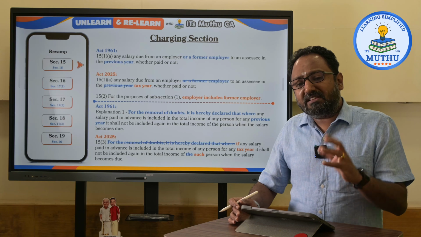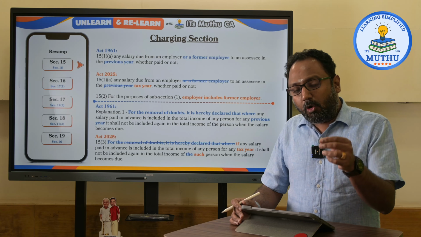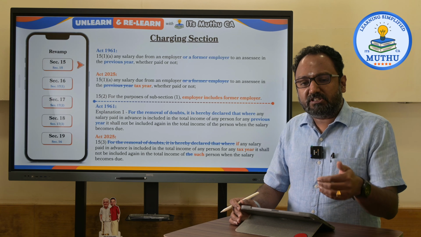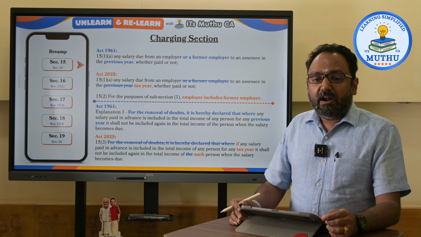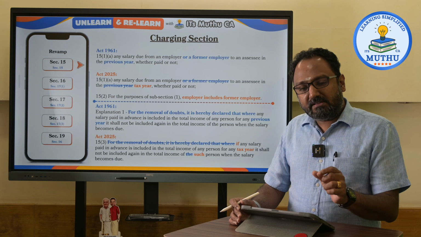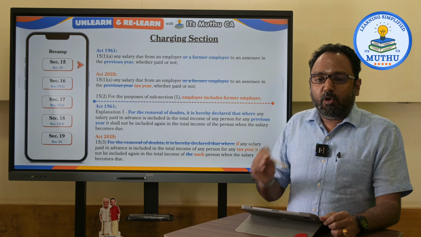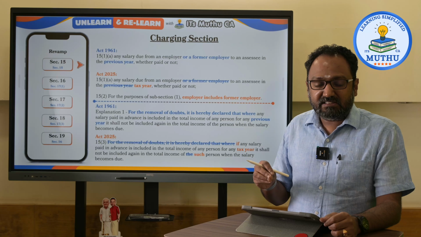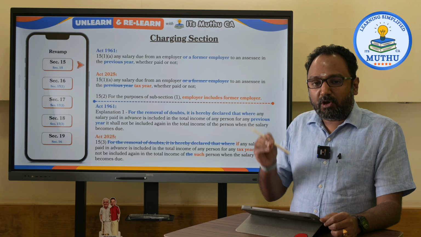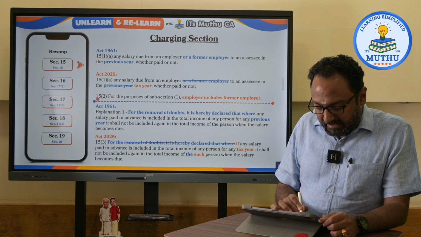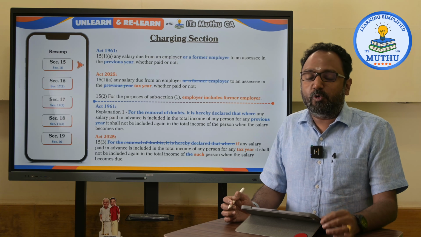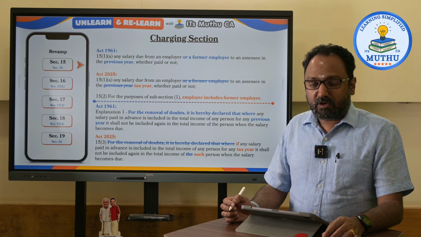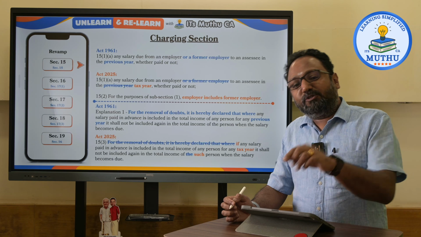Now we need to understand what has happened to this former employer. Now 15.1 has 3 limbs, A, B, C, that is clause A, clause B and clause C, which tell you about salary being taxed. Every clause in A, B, C has the words former employer. Now what the Income Tax Act 1961 becoming 2025 has done is, it has removed this former employer in the respective clauses and categorized it as 15 subsection 2. Now 15 subsection 2 says, for the purpose of subsection 1, employer includes former employer.